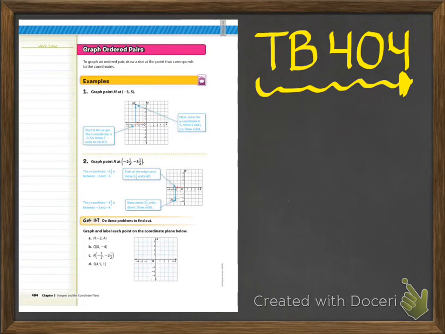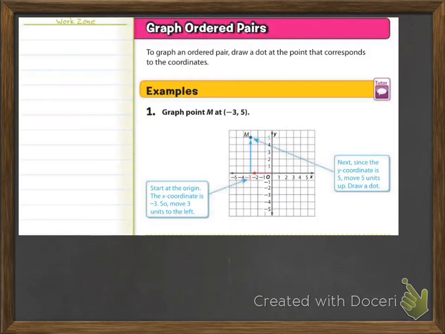All right, now we're looking at textbook page 404. It says to graph ordered pairs. To graph an ordered pair, draw a dot at the point that corresponds to the coordinates. Graph M at -3, 5. Notice they've given you -3, so you're going to go back 3 spaces, and 5, you're going to go up, so your dot is right here. We don't want any of the lines drawn when you're actually graphing it, but this is just so that you can see how to graph it.